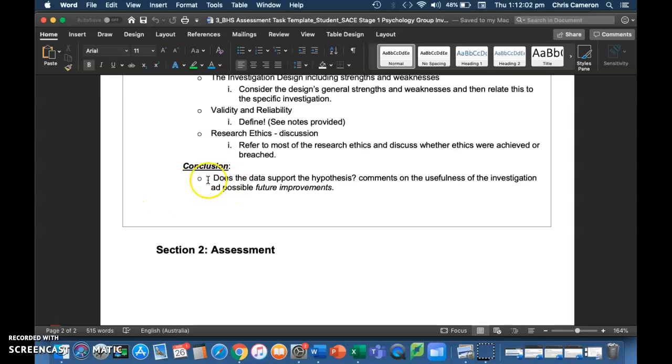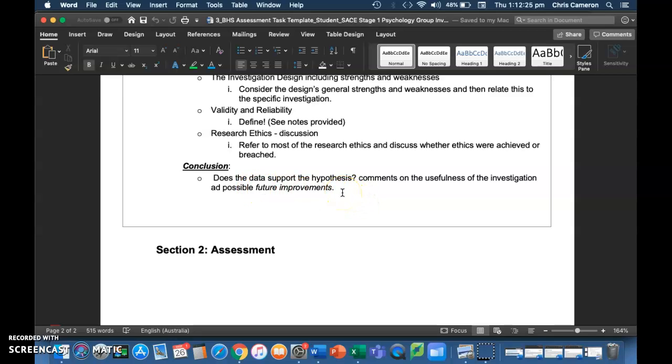Last one, does the data, this is the conclusion, you're just saying, does it support, that's the language you use, support or reject the hypothesis? Is there some usefulness in this about family size and conformity, or about whether people conform to the previous student scores? And you must mention some future improvements.